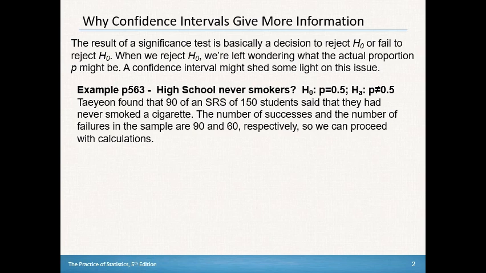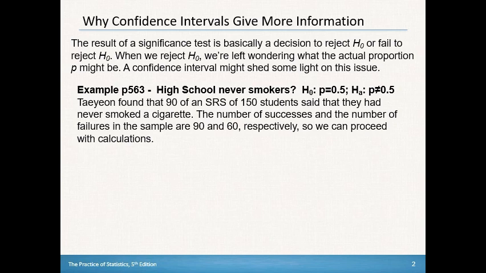Tyen found that 90 of a simple random sample of 150 students said that they never smoked cigarettes. The number of successes and the number of failures in the sample are 90 and 60 respectively. So we can think about proceeding with our calculations. Our large counts condition holds. We randomly sampled, and we're not sampling more than 10% of the students at a school. So all of our conditions are met.